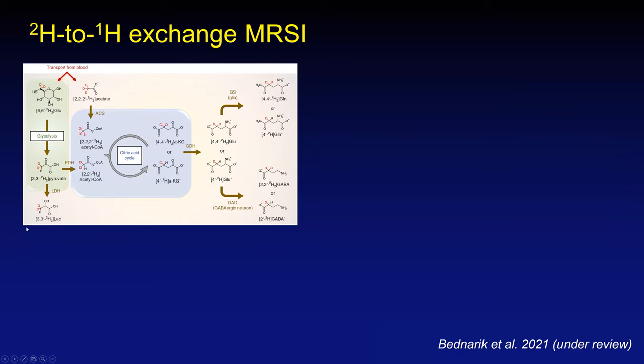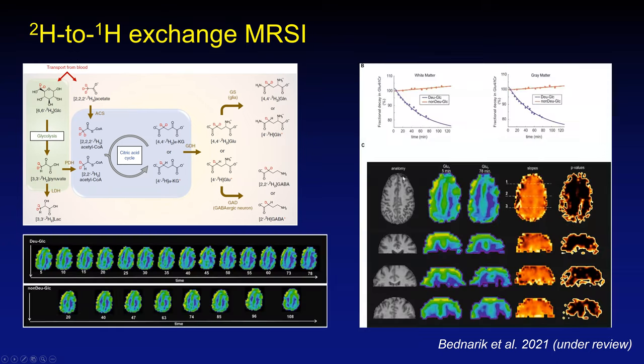So this would be the case, for instance, for a brain tumor. But in a normal brain, this would be going through the TCA cycle, and then would in the end be turned into deuterated labeled glutamate, and then at the end glutamine as well as GABA. And here are some early results where we did this using MRSI. We also did this for single voxel spectroscopy.